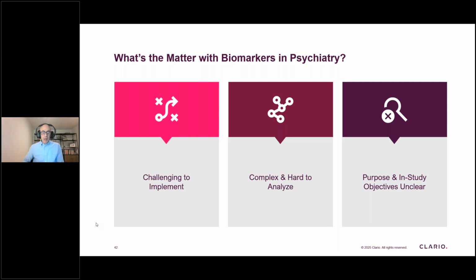Whether they're wearables or apps. Perhaps this has to do with the populations that we work with in psychiatry. Perhaps it has to do with the way that they've been developed. Hard to say, but it has been identified as a challenge.